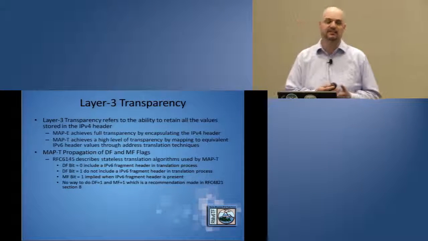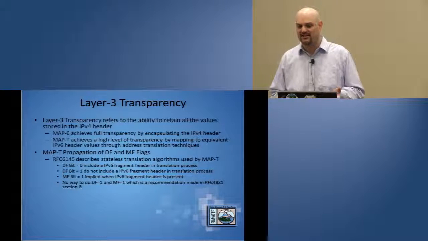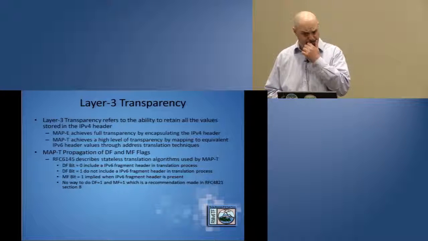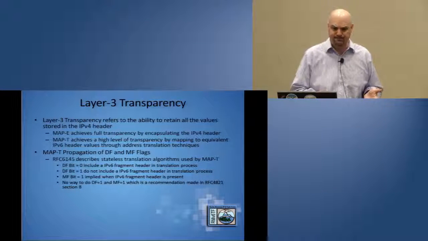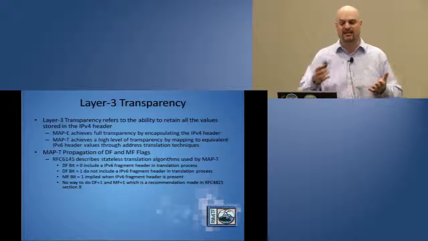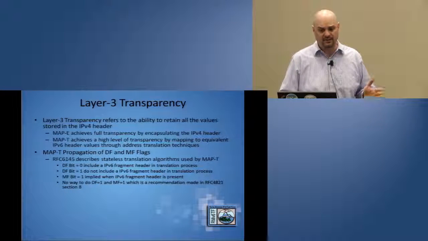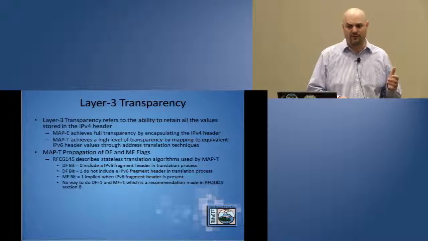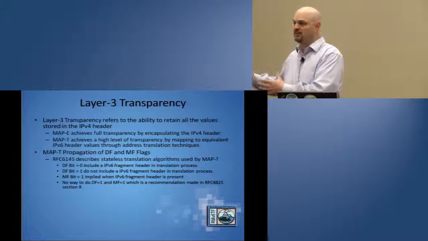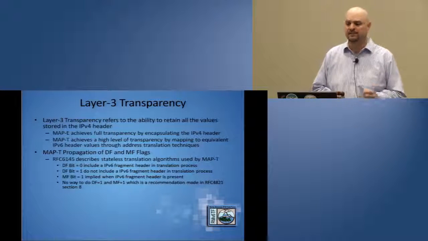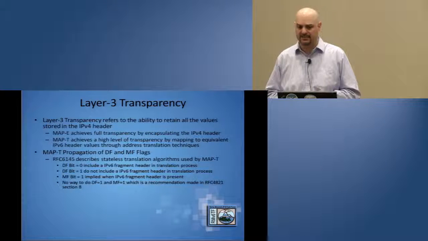And the specific case, probably the most interesting case, and I'd be interested to see if I can get any feedback here, is the case of the DF and MF flags. RFC 6145 describes how the stateless translation should occur in MAP-T. The way it translates the DF and MF bits is: if you have a DF bit of 1, meaning don't fragment is on, then you don't have a fragment header when you craft your IPv6 packet. If the DF bit equals 0, then you have a fragment header whether or not you're actually fragmenting.